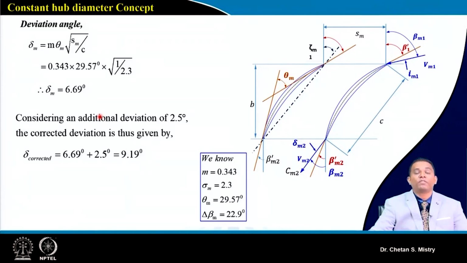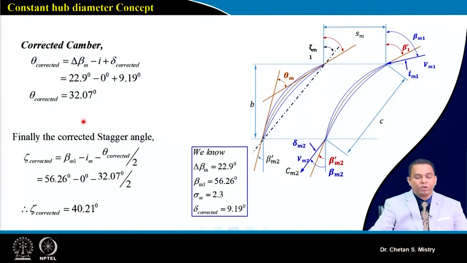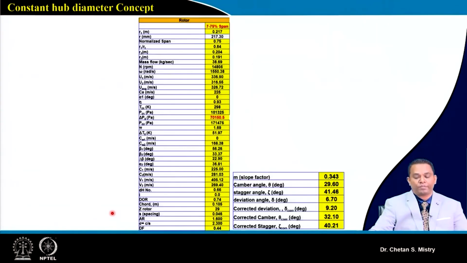Same procedure we will be following here also, and we can do our camber angle correction and our calculation for stagger angle correction. So these are the angles we are getting: 32.07 is my corrected camber angle, and 40.21 is my corrected stagger angle.